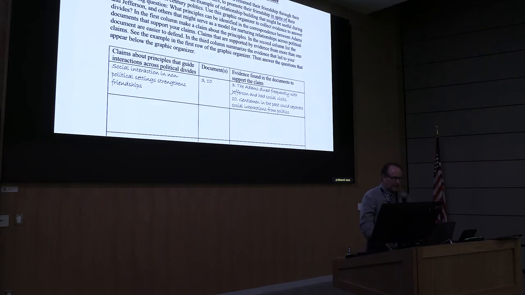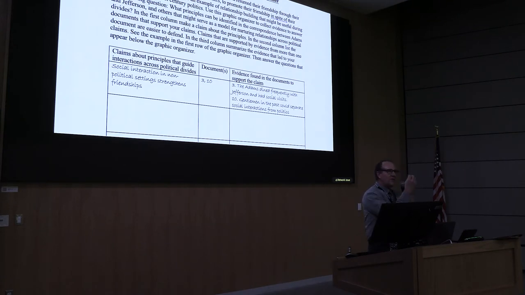Use this graphic organizer to collect evidence to answer the following question. What principles can be identified in the correspondence between Adams and Jefferson and others that might serve as a model for nurturing relationships across political divides? In the first column, make a claim about the principles. In the second column, list the documents that support your claims. Claims that are supported by evidence from more than one document are easier to defend.